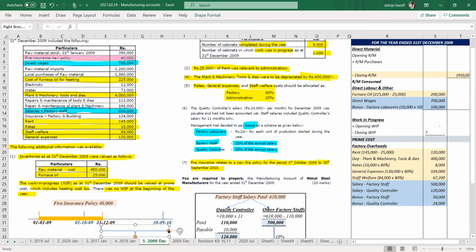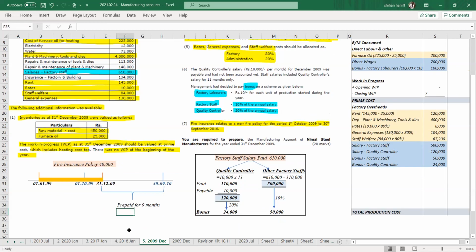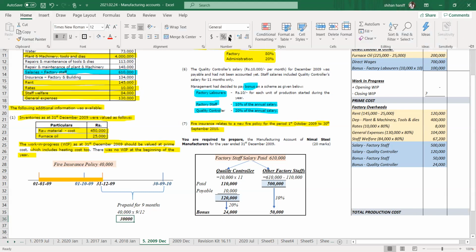So this duration is prepaid. It's prepaid for 9 months. 40,000 is the total amount, out of this 9 over 12 is prepaid. Then it's 30,000. 30,000 is prepaid.